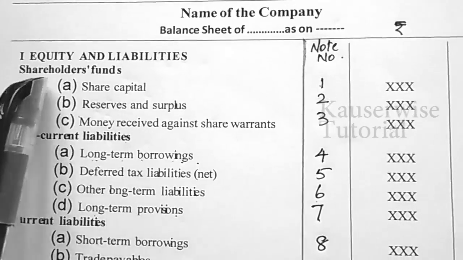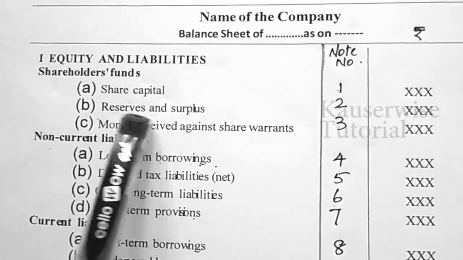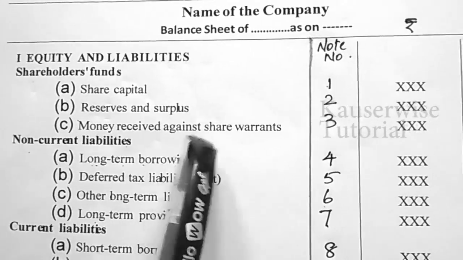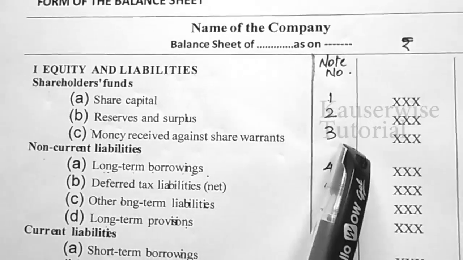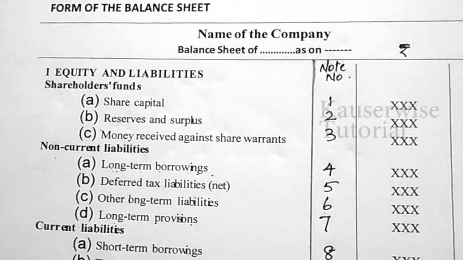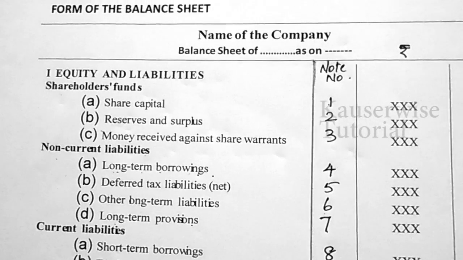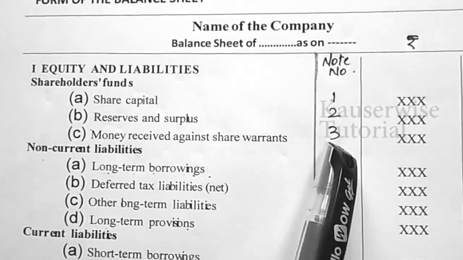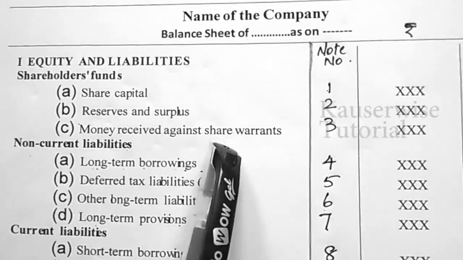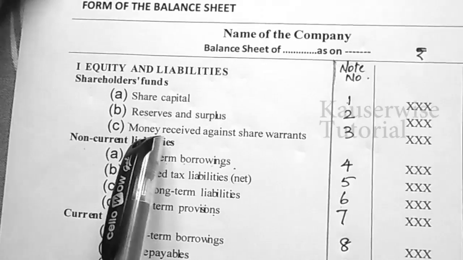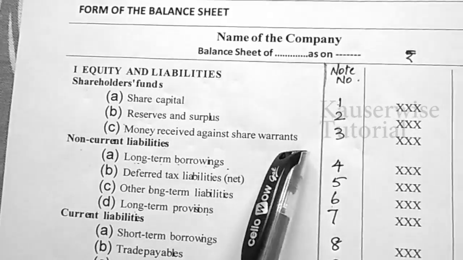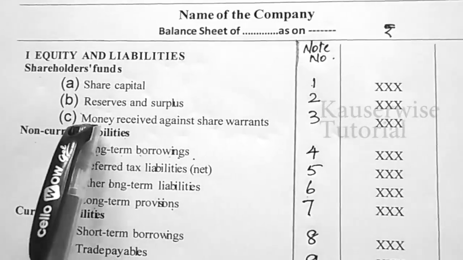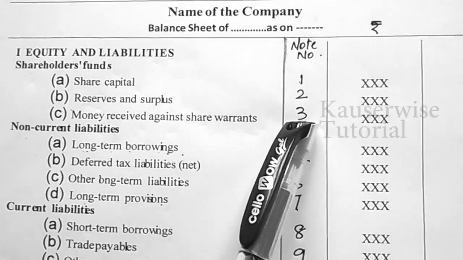The next one is under shareholders' fund. First, share capital and reserves and surplus. These are the two things we have discussed. The third one is money received against share warrants. Working note number 3. Share warrants are financial instruments which give the holder the right to acquire equity shares. These are financial instruments which will be converted into equity shares at a later date at a predetermined price. Till then it is considered money received against share warrants. In a future date, there is a possibility of converting this into equity shares. So this amount also belongs to the shareholder.